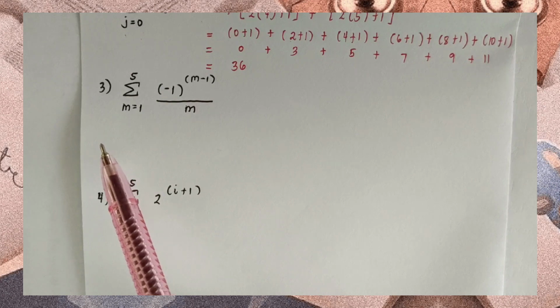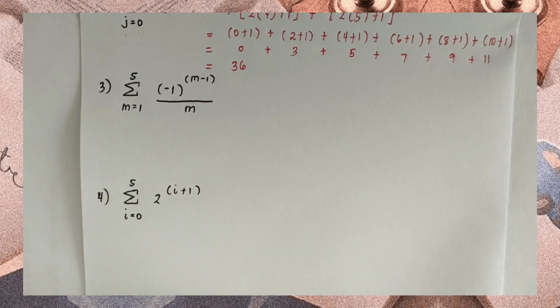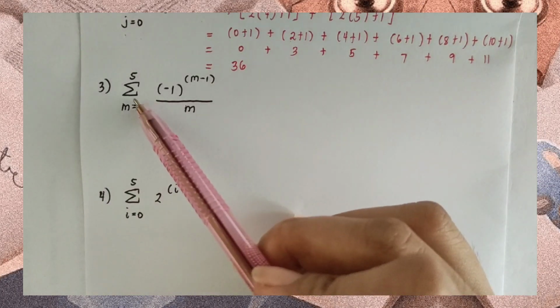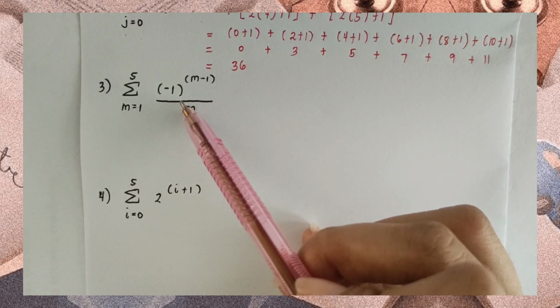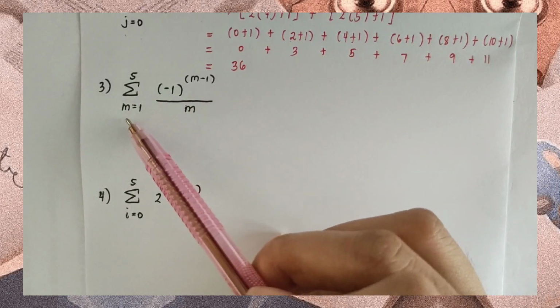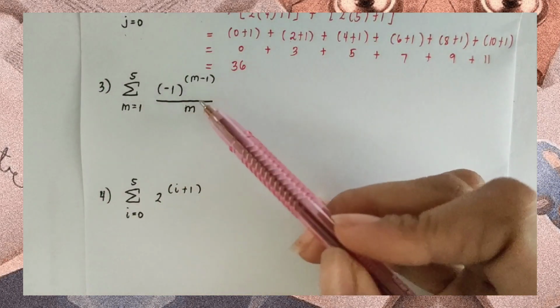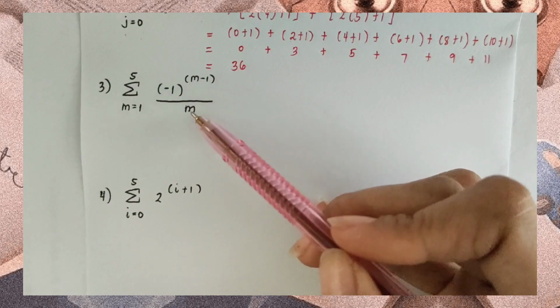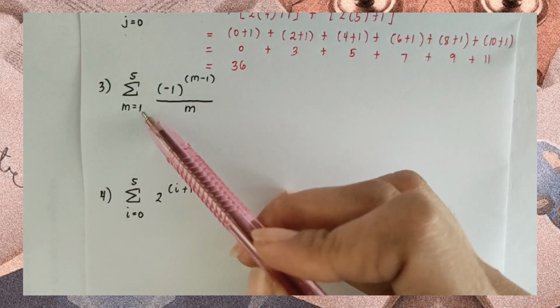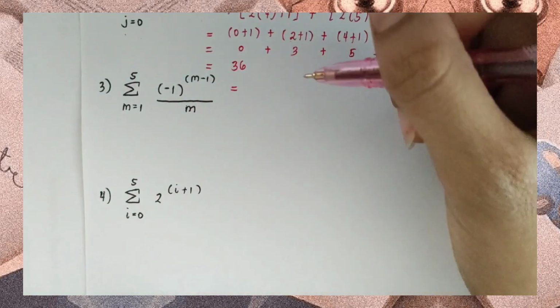Let us read first the given notation. It is read as, the summation of negative 1 raised to m minus 1 over m from m equals 1 to 5. So all the m variables here will be changed starting from 1 up to 5. Let us now write our solution.